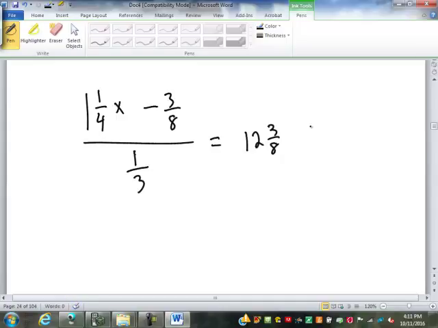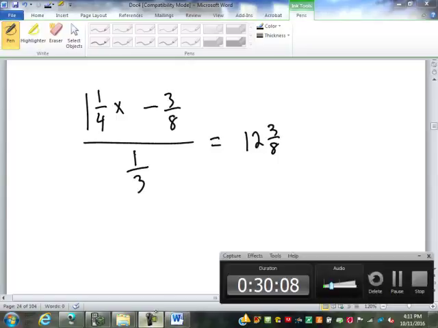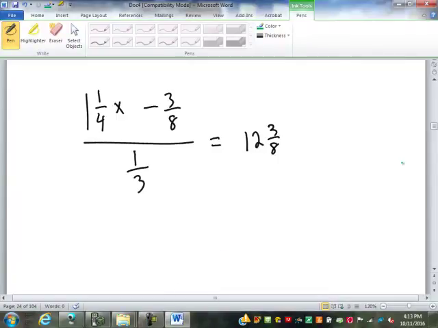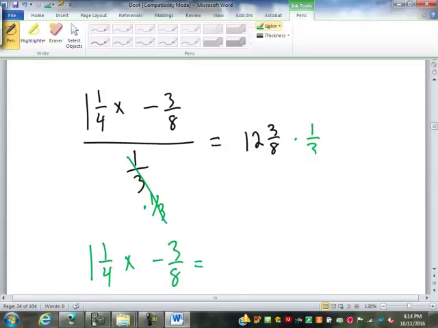So let's see how well you remember how to do these like this. We did an example about 15 minutes ago. I want you to try this one in your notes. What's our first step? Multiply by 1/3. Good. So that's going to be gone. We have 1 1/4 x minus 3/8 over here. I have to multiply by 1/3 over here.